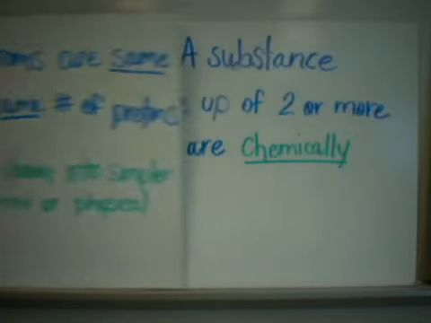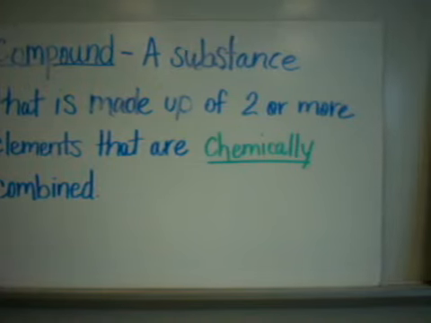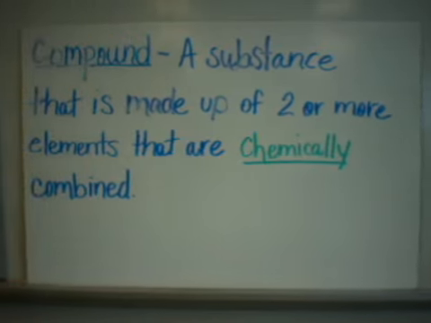A compound would be a substance, again a pure substance, that is made up of two or more elements that are chemically combined. What we're going to do next is show some concrete examples of mixtures, elements, and compounds to give you a concrete idea of what we're talking about instead of just learning definitions.